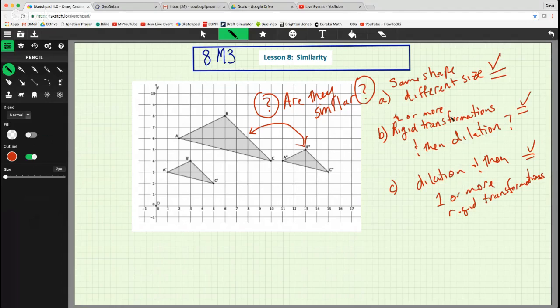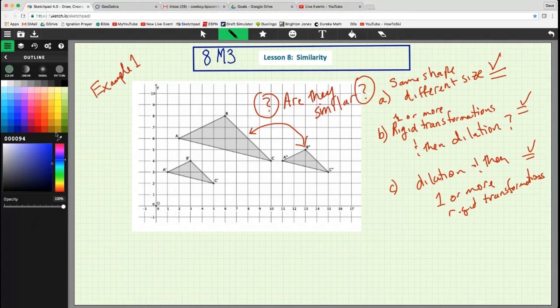Okay, so what do we do? What are we doing basically here in example 1? Well, you can't do a dilation to get from here to here, at least not from the origin. So the trick that they're using here in example 1 is they are going to do one or more rigid transformations and then a dilation. I'm going to cut to the chase and tell you what they're trying to show you here.